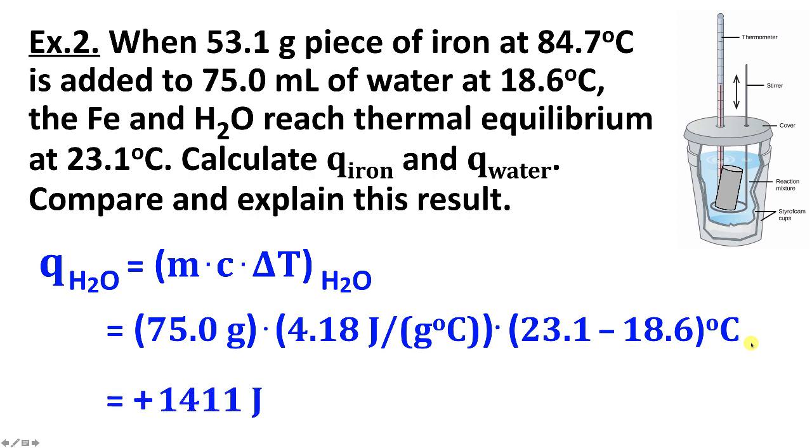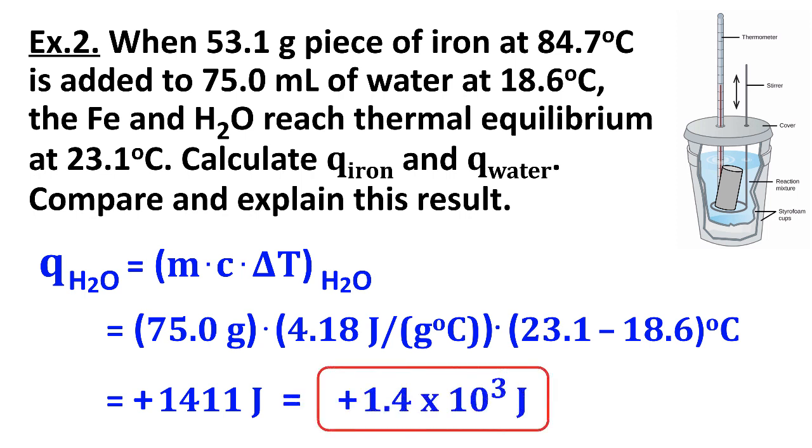And when we perform this computation, we get plus 1,411 joules, rounding off to the correct number of significant figures, and going to scientific notation, it's 1.4 times 10 to the third joules. This is a positive number, so that means energy was absorbed, and this will be generally the case when we have a substance increasing temperature, it's absorbing energy, and the Q value will be positive.